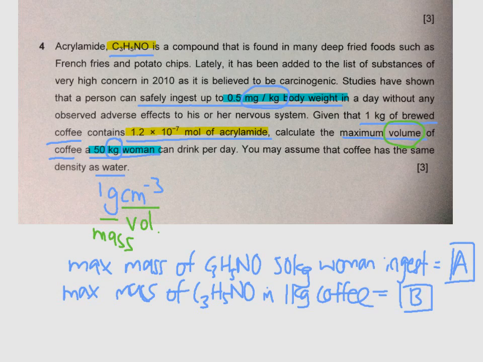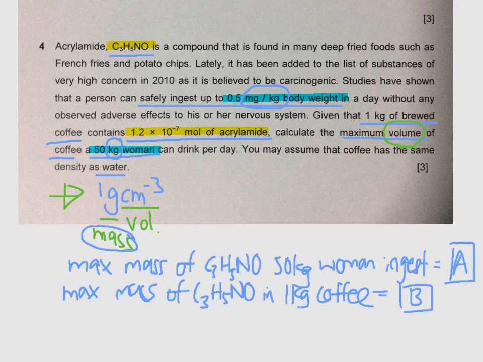Based on A and B, you should then be able to find the maximum mass of coffee that a 50 kilogram woman can ingest. That will be this mass over here. Then using this density, 1 gram per cm cube, you will be able to find the maximum volume of coffee that a 50 kilogram woman can ingest per day.